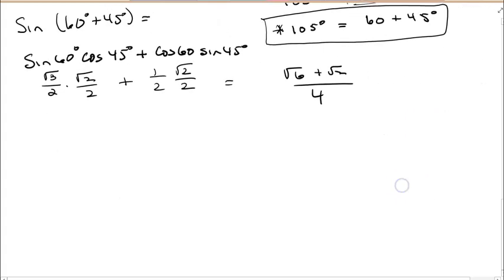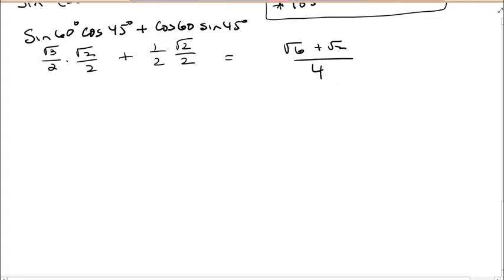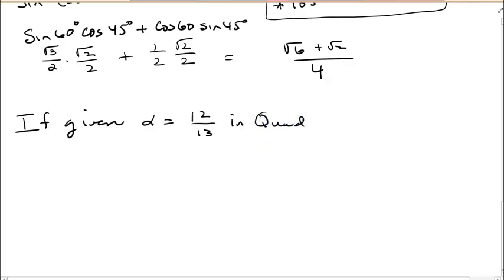Another type of example you will see with these problems is if given, so let's suppose we are given an alpha and a beta. And let's say alpha is equal to 12 over 13, and you need to be told what quadrant alpha is in, quadrant 2. And beta is 3/5.